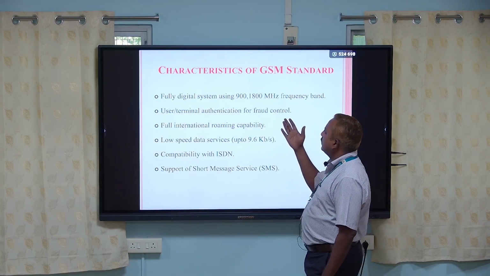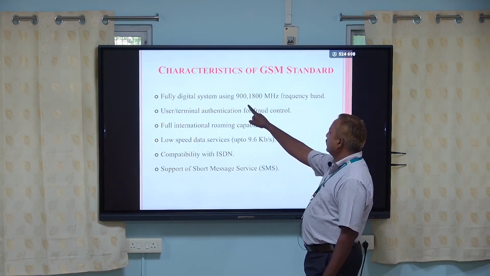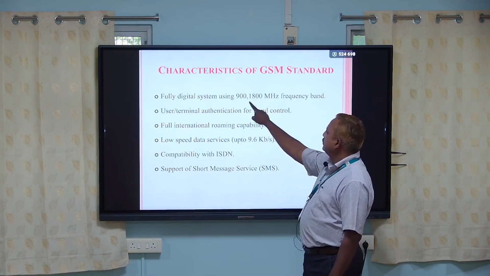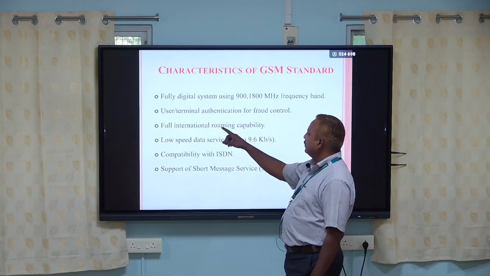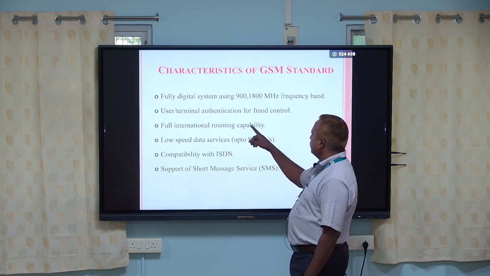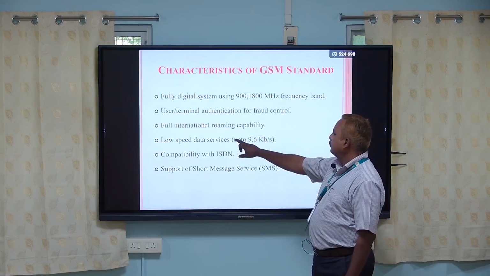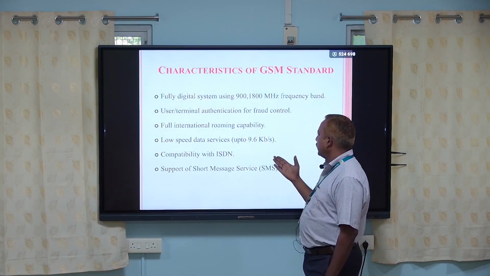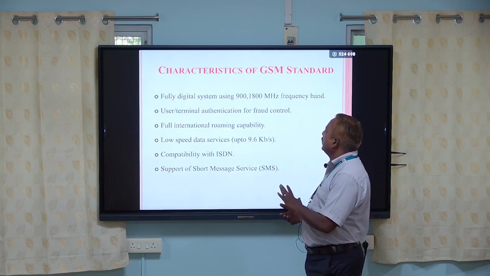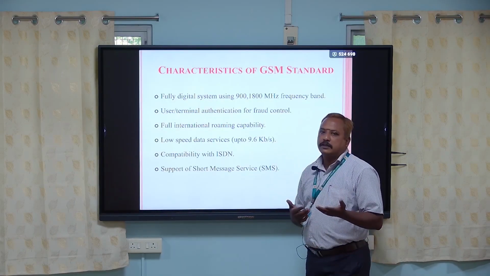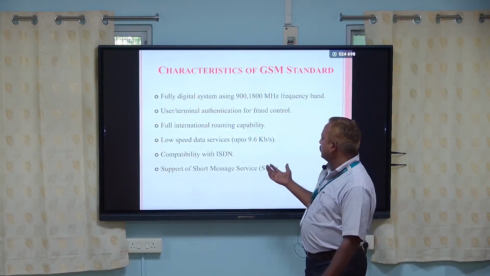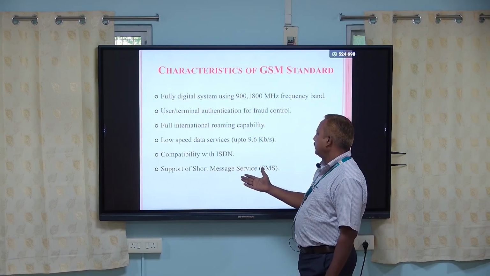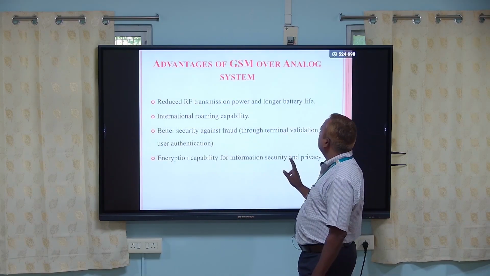And then the GSM standard characteristics: a fully digital system. These are the frequency bands, 900 and 1800 megahertz. Only these two bands are available here. And then user terminal authentication for fraud control, full international roaming capacity, and low speed data services up to 9.6 kbps also available in the SIM card. Not the speed of 2G, 3G, 4G and all, we can use up to 9.6 kbps at the low rate. Compared to ISDN, it supports short message service SMS, these are all GSM standard.